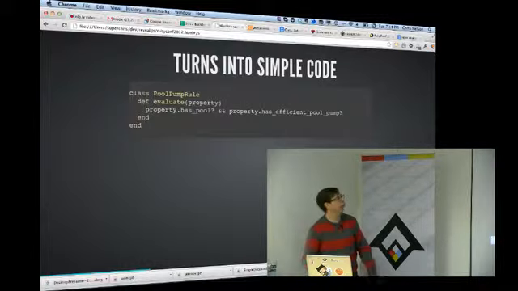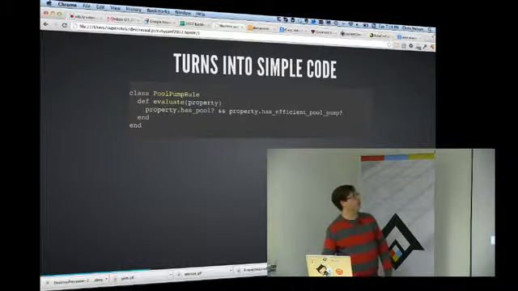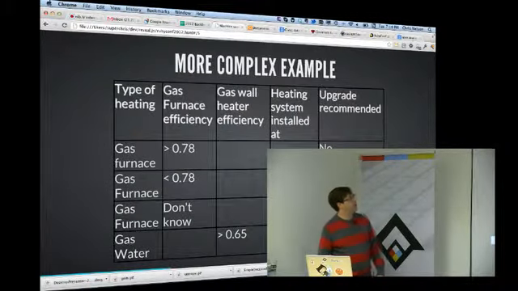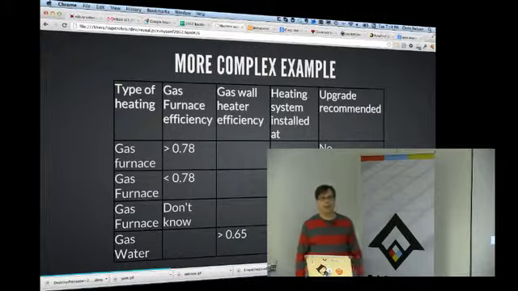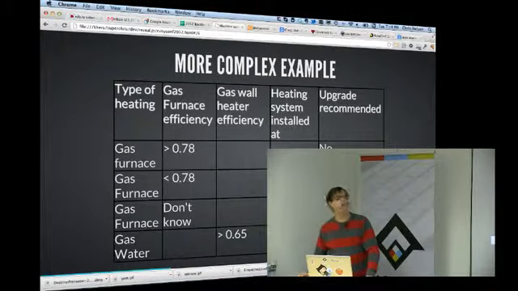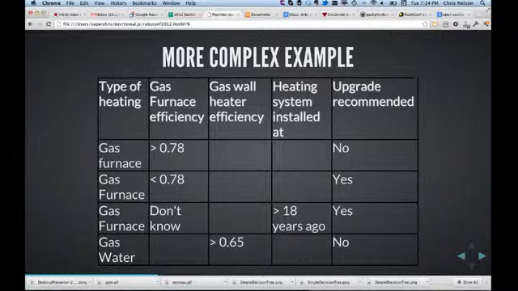Then that rule would be true. So this was all good, but then we came to a more complicated rule, and this would be about whether to upgrade the heating system for the property. This is a really abbreviated version of a much, much longer rule. It basically breaks down along what type of heating they have, and based on that kind of heating, what's the efficiency for that heating type.